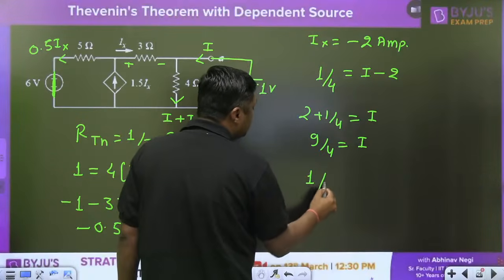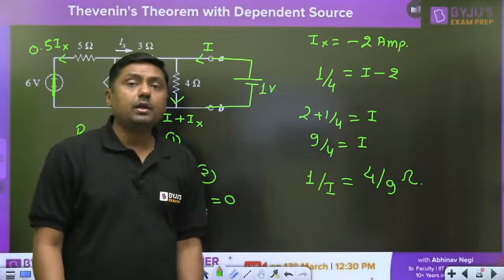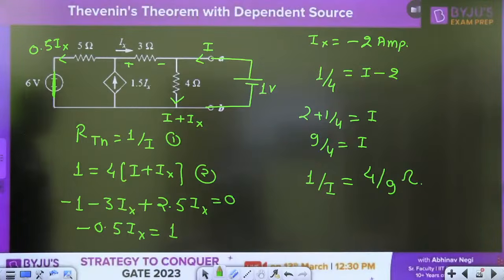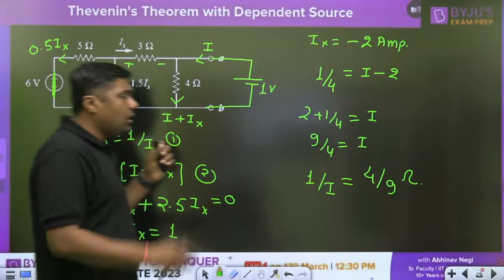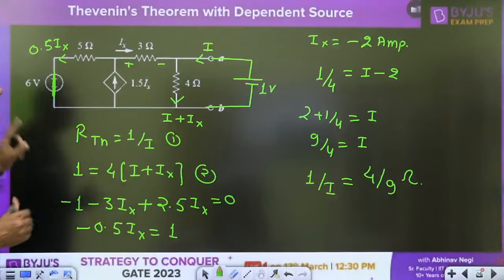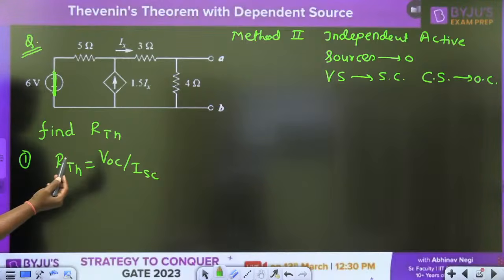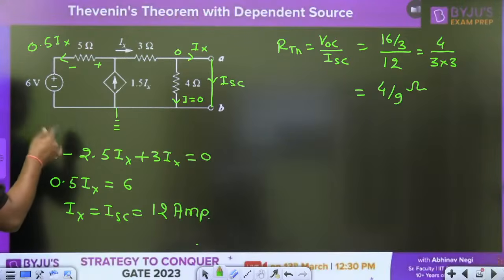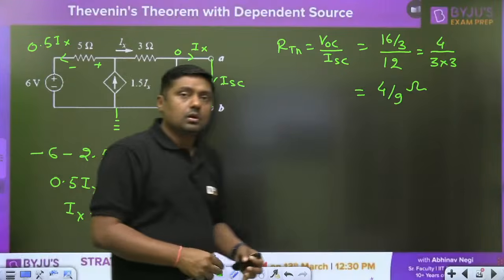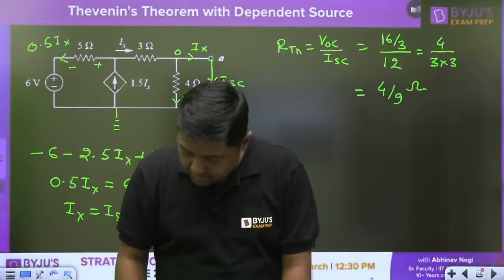So what is the 1 by I? 4 by 9 ohm. Yes, so again we are getting the same answer. So if suppose you want to find only RTH, then this method is better. But if complete Thevenin's is required, then that method is better. Already we have the VOC, then simply find the ISC and get the ratio VOC upon ISC.